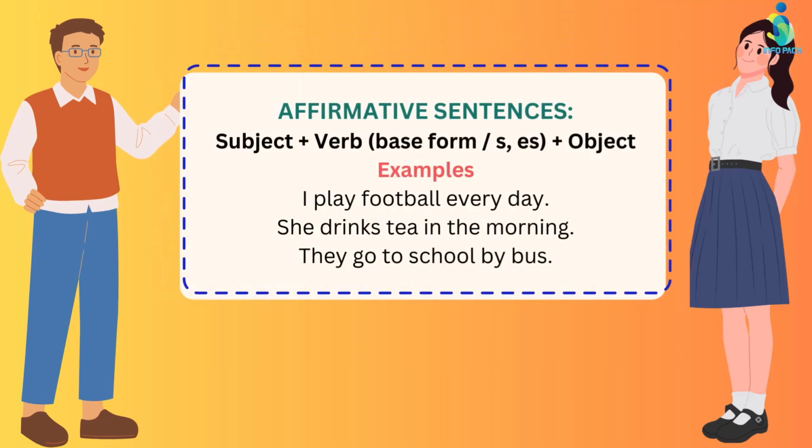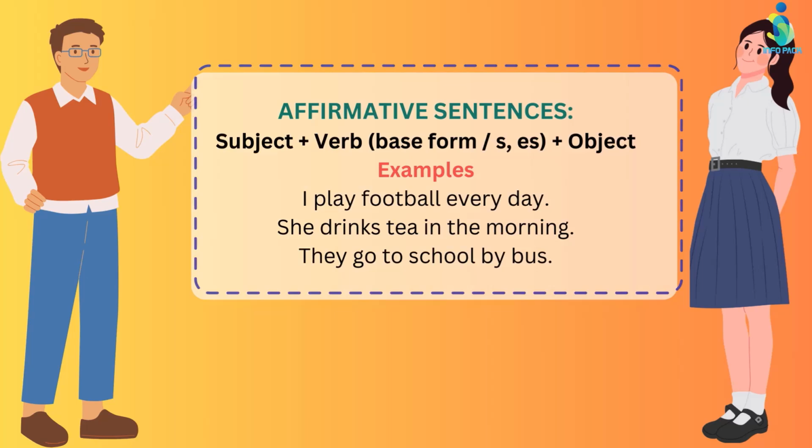The structure is simple. Affirmative sentences: subject plus verb base form, s or es, plus object. Examples are, I play football every day. She drinks tea in the morning. They go to school by bus.